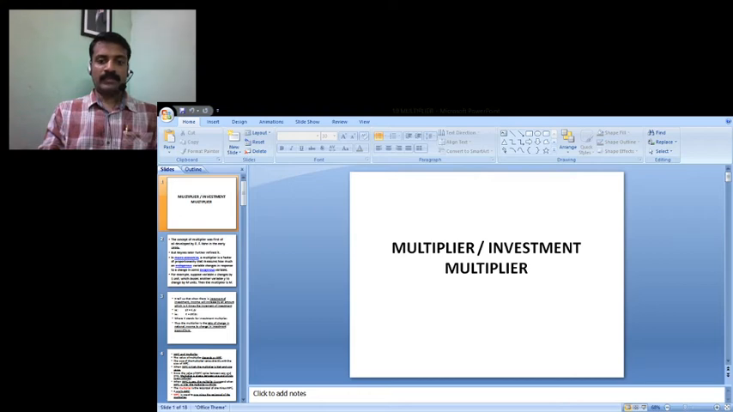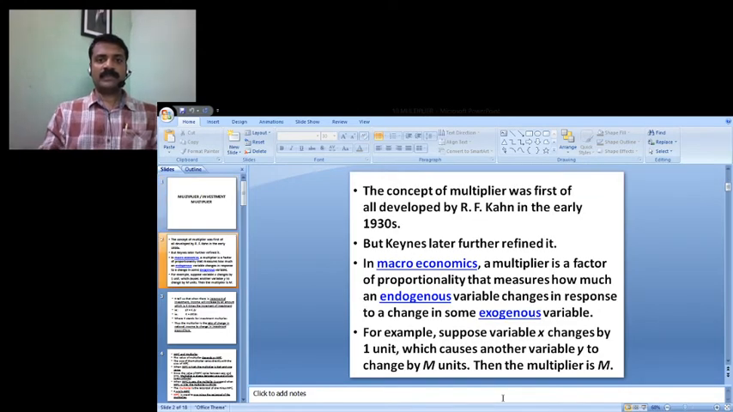Multiplier, or investment multiplier. The concept of multiplier was first developed by R.F. Kahn in the 1930s, but Keynes later further refined the concept. In macroeconomics, a multiplier is a factor of proportionality that measures how much an endogenous variable changes in response to a change in some exogenous variable.